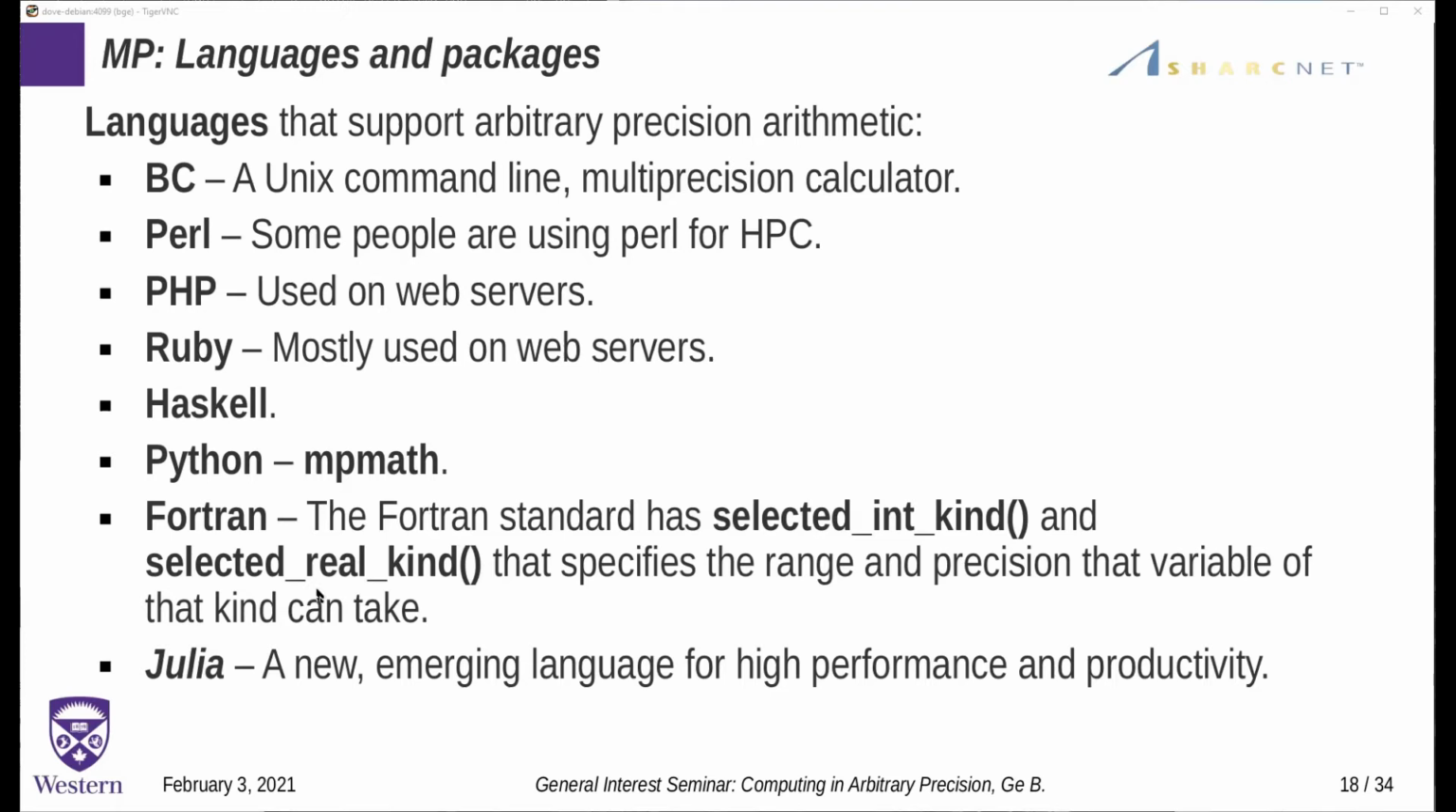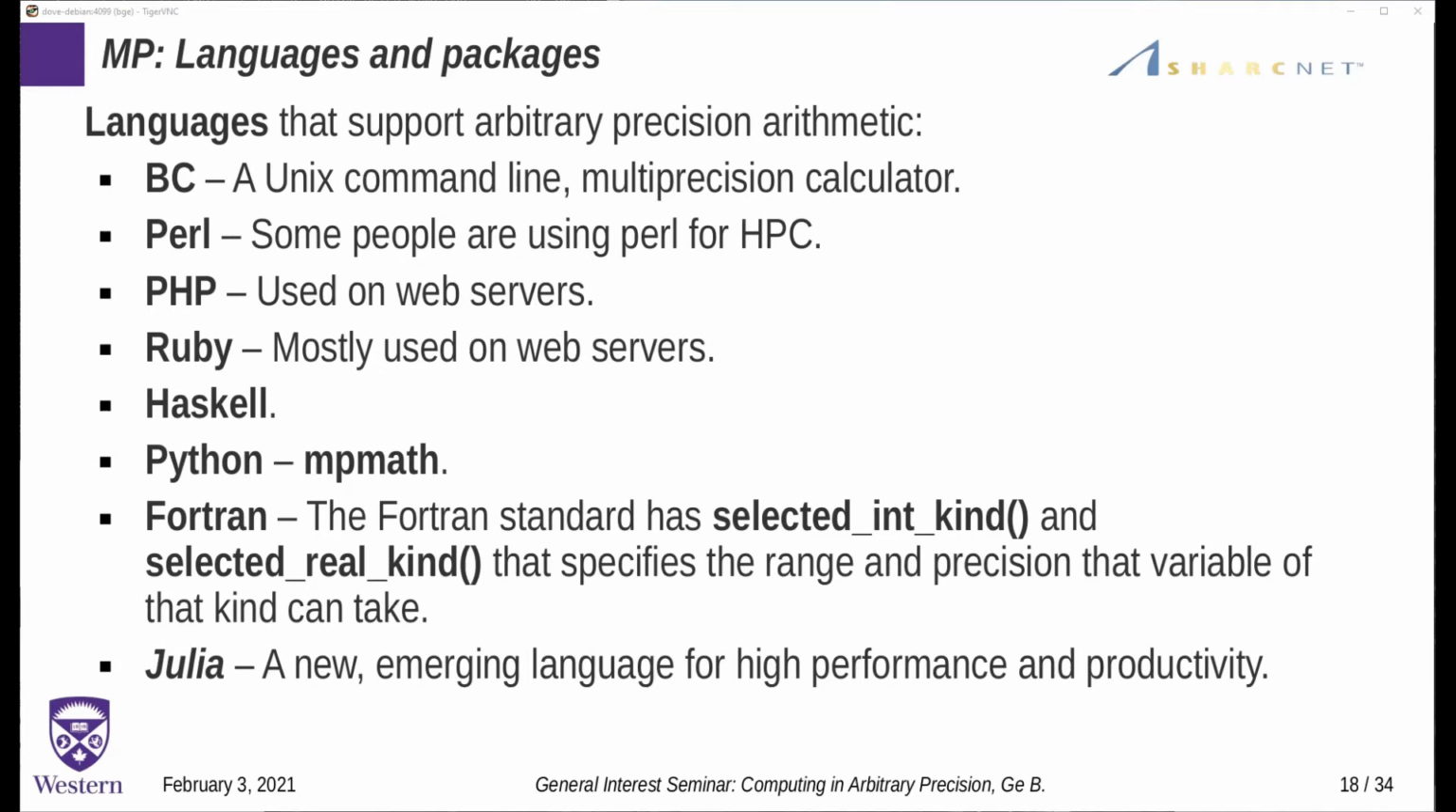And Fortran. The Fortran standard has the selected int kind and selected real kind functions. These functions specify the range and the precision that a variable of that kind can take. This is kind of nice, but it has its limitation because the actual precision will be limited to the maximum range of the existing floating point representation, for example, single or double or quad. It can't go beyond that.